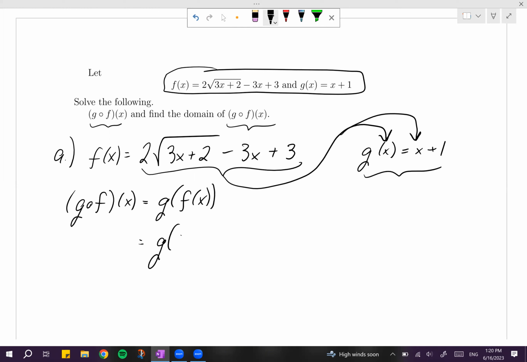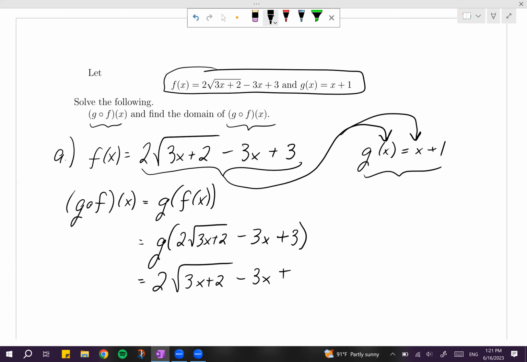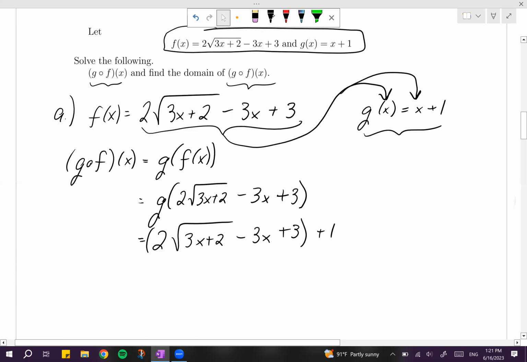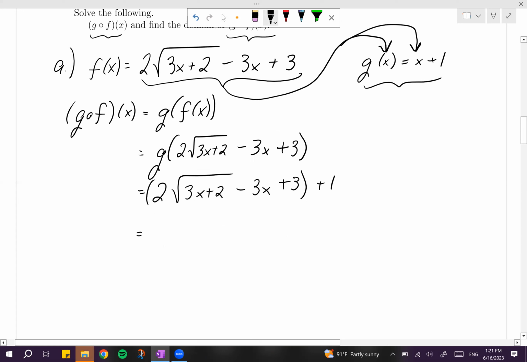So this is g of 2 times the square root of 3x plus 2 minus 3x plus 3, which when we put it in our g of x function, we're going to get 2 times the square root of 3x plus 2 minus 3x plus 3 plus 1. The plus 1 is from right here. Once we've done that, this plus 3 and plus 1 on the end are going to be 2 square root of 3x plus 2 minus 3x plus 4. So this is our solution for part A.